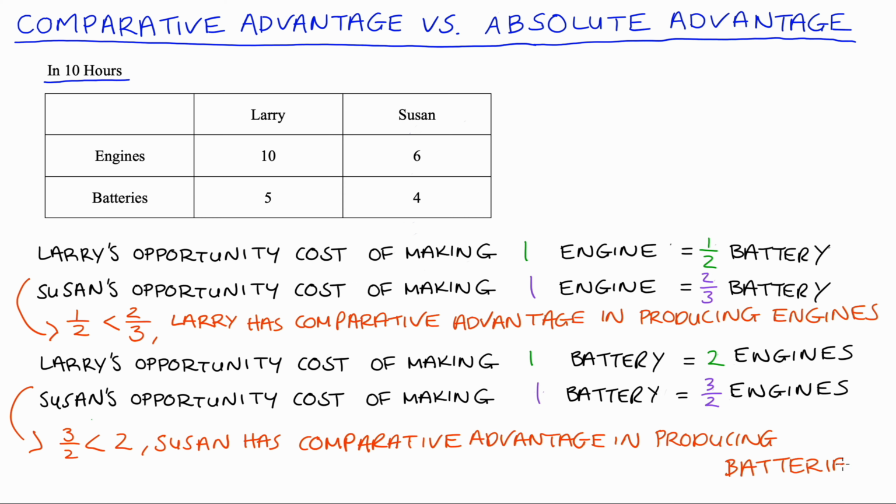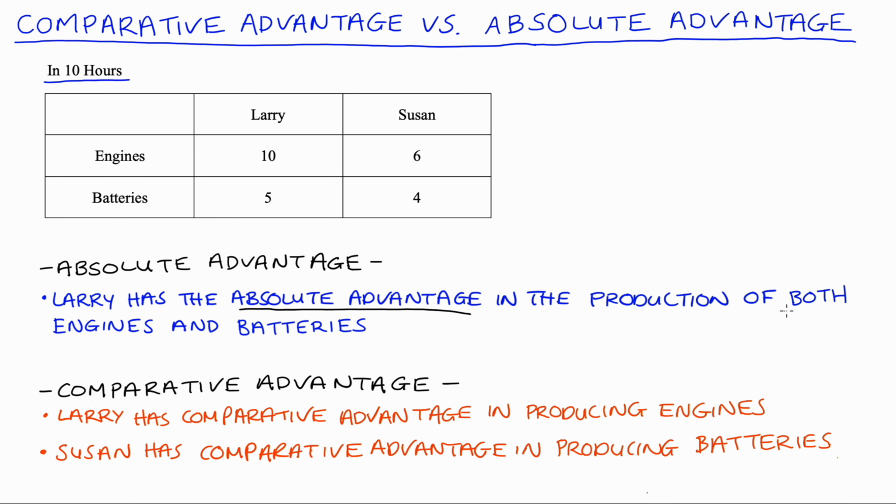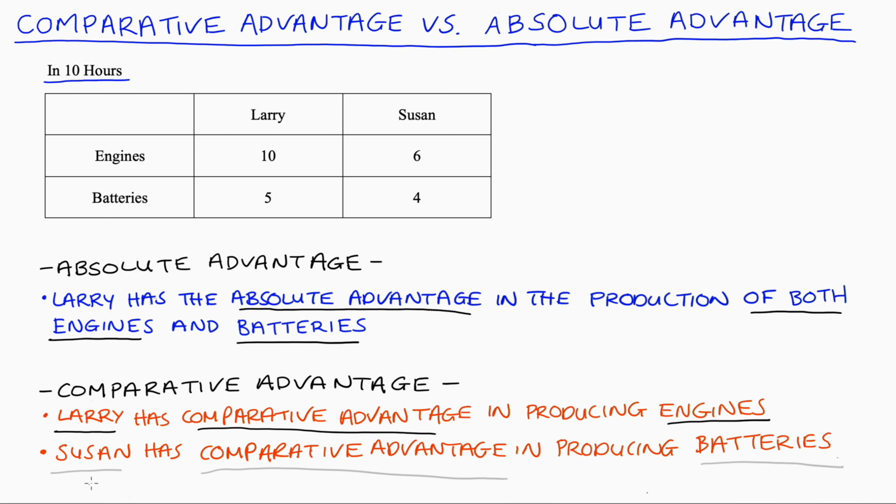And you can see that even though Larry has the absolute advantage in the production of both goods, he only has the comparative advantage in the production of engines, whilst Susan has the comparative advantage in the production of batteries. So even though Larry can make more batteries than Susan, given his 10 hours, when Susan makes 1 battery, she gives up less engines, so her opportunity cost is lower, and that's what matters for comparative advantage.